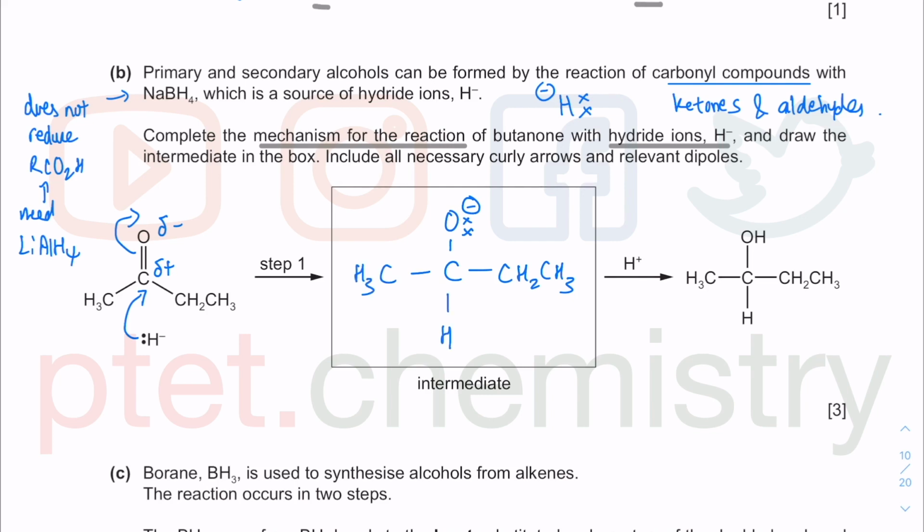Now I formed this bond between carbon and hydrogen. I've got an oxyanion intermediate where the negative charge is on the oxygen. I then add in H plus. H plus has no electrons at all. So these 2 electrons on the oxygen just attack and pick up a H plus, and now you form an alcohol there, for that 3 marks mechanism.